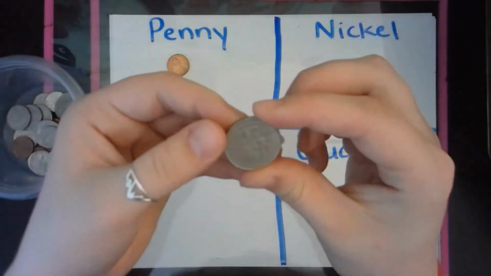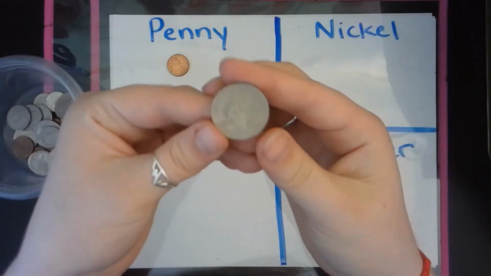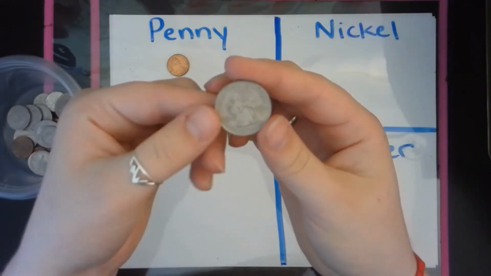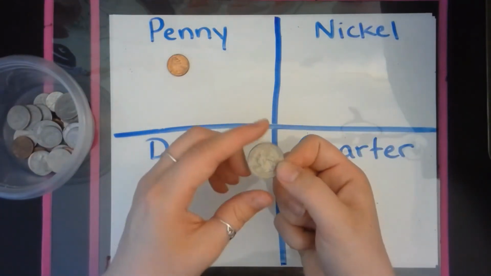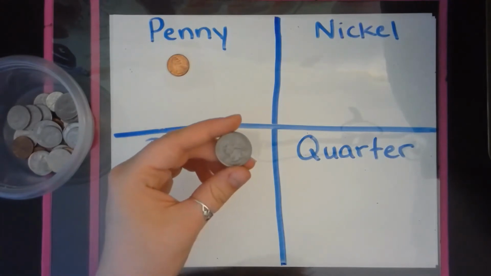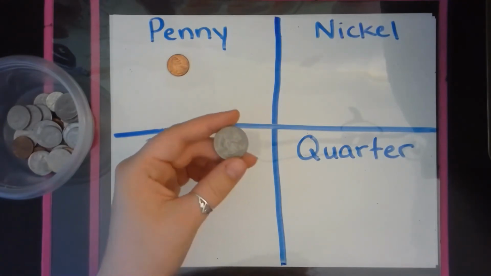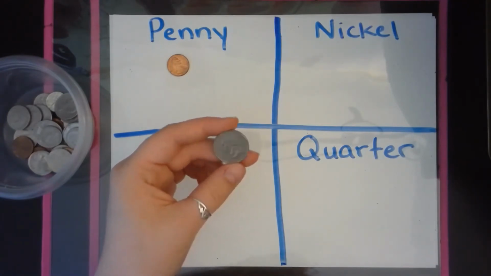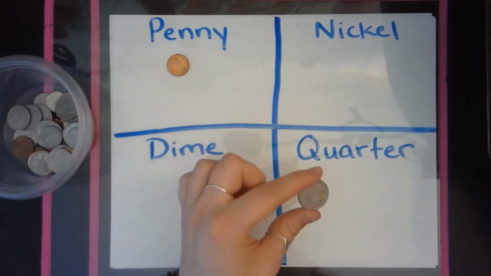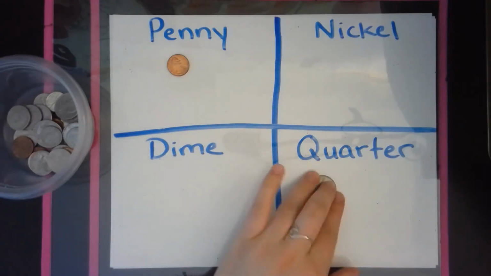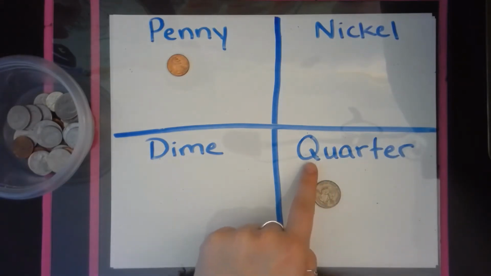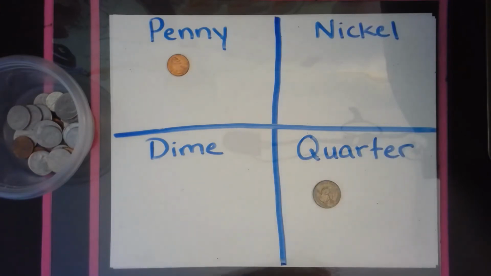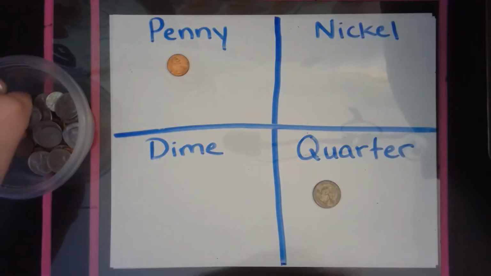This coin is a quarter. Say it with me. Quarter. I remember a quarter is the biggest coin on the paper. Quarter. What letter says qu? Q says qu. So this quarter goes here because the word quarter starts with qu and Q says qu. Let's do our next coin.